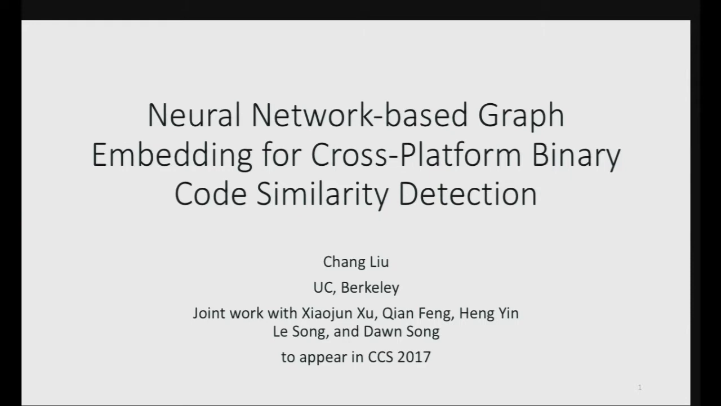So hello everyone, I'm Chang Liu. I'm very happy to be here to share our recent work on using a neural network-based approach to do vulnerability detection.